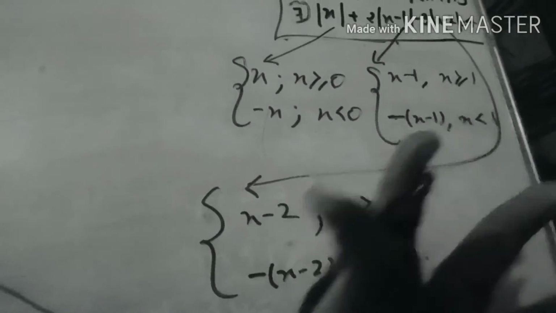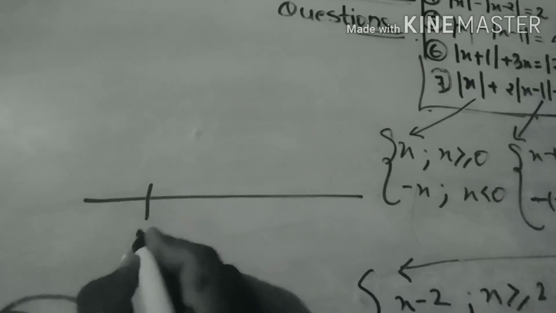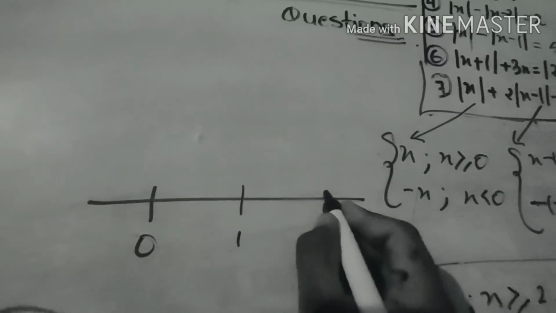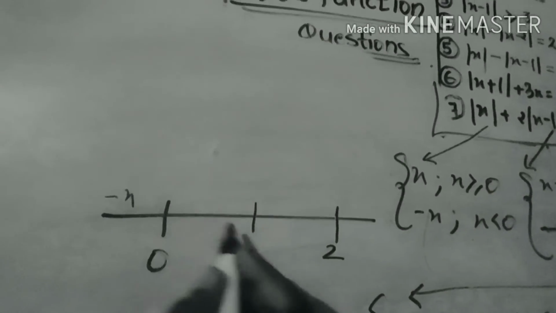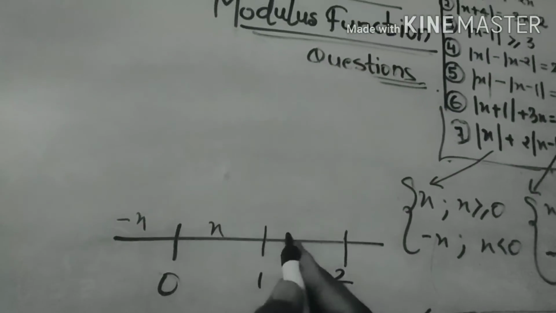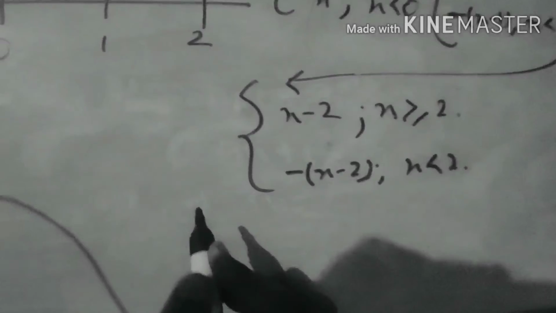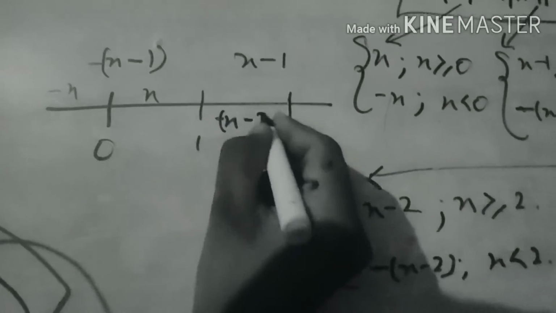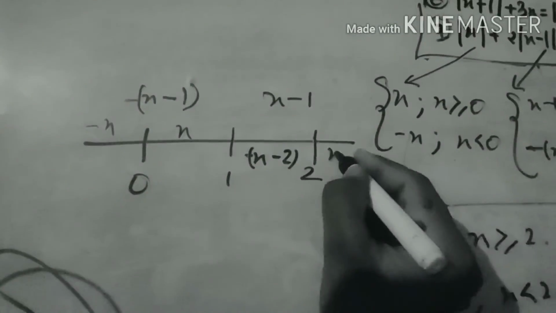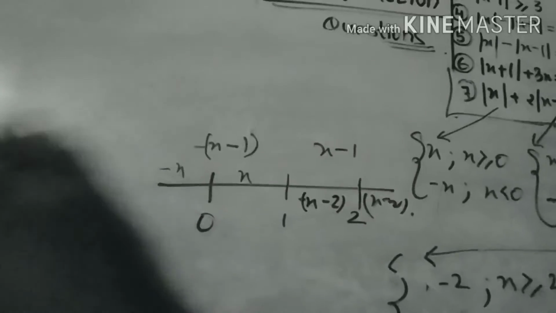Okay, now we'll be making 4 cases for this, because on the number line when we represent it, we will see 0, 1 and 2. For less than 0 it will be minus x, after it will be x; for less than 1 the value will be minus x minus 1, and after 1 it will be x minus 1; for less than 2 the value will be minus x minus 2, and after 2 the value will be x minus 2. These are the intervals for which the value will be positive or negative. So we'll be making 4 cases.